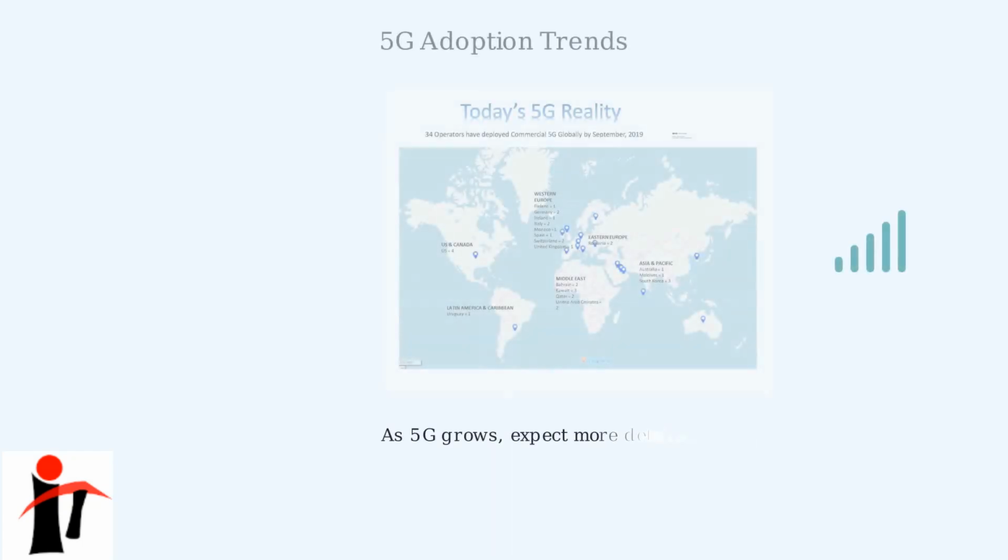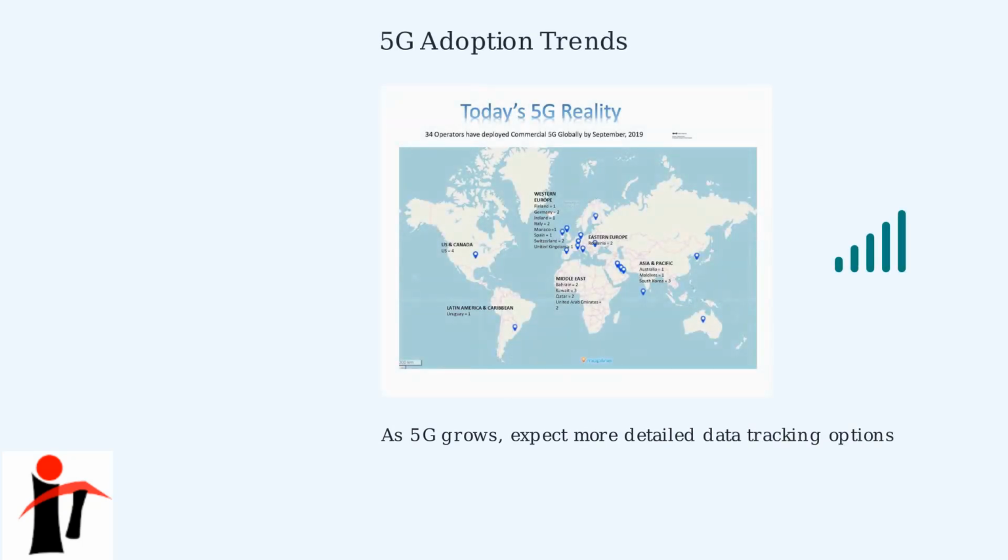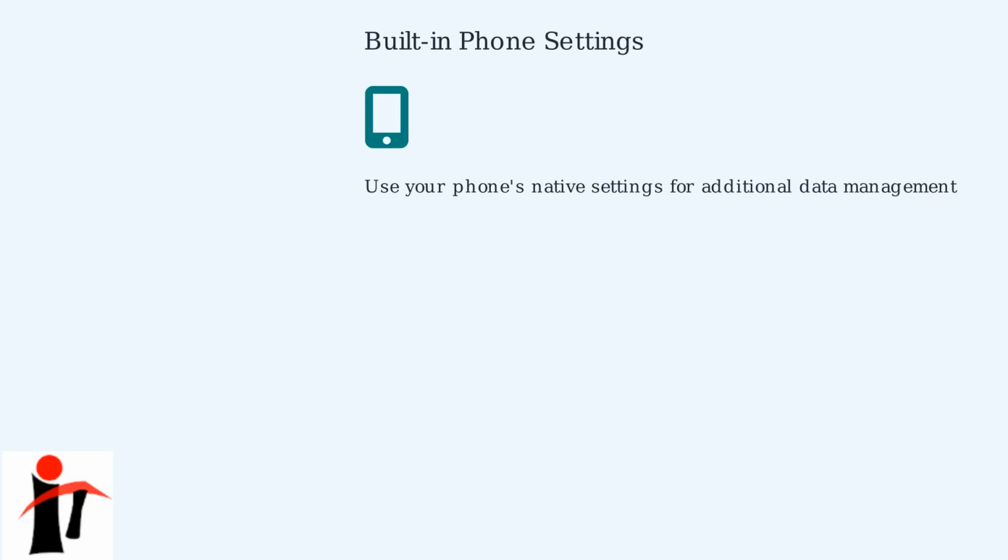With increasing 5G adoption worldwide, future updates will likely include more granular data tracking features. This will give you even better insights into your usage patterns. Don't forget to utilize your phone's built-in settings for data management. These work alongside the Simple Mobile app to give you comprehensive control over your usage.